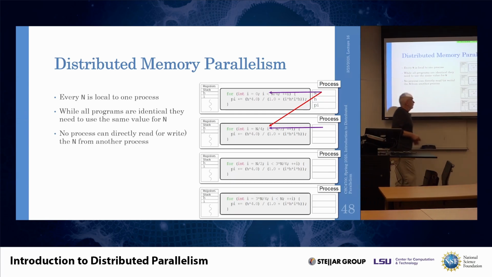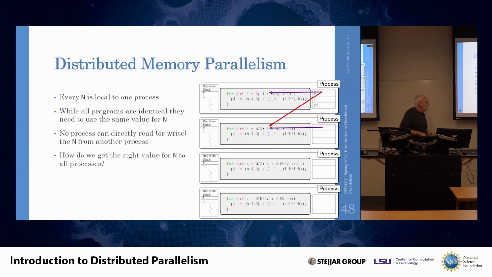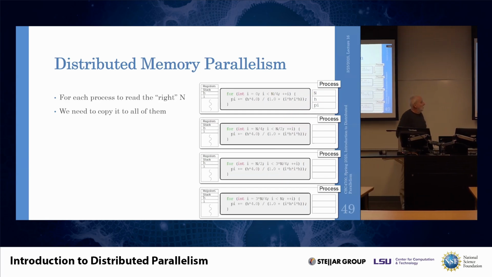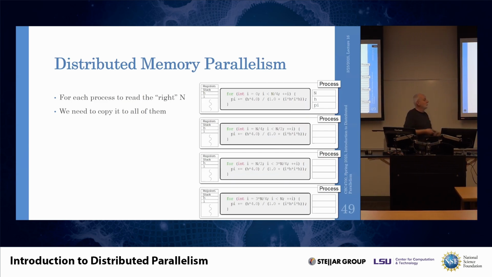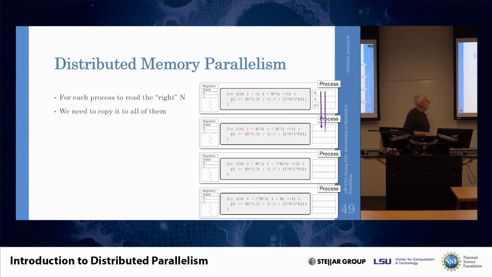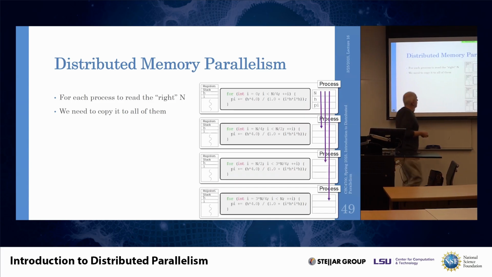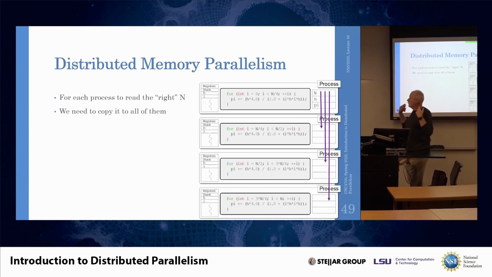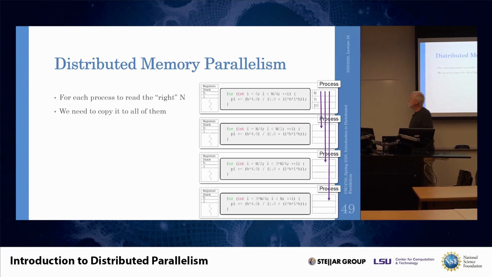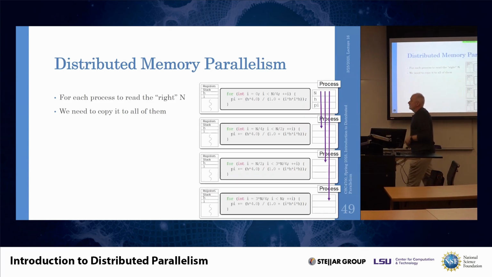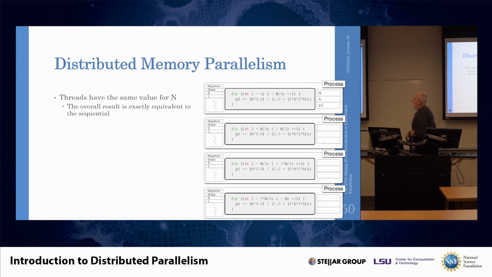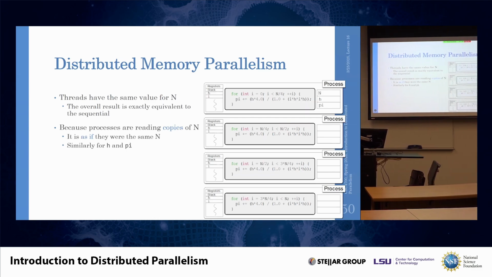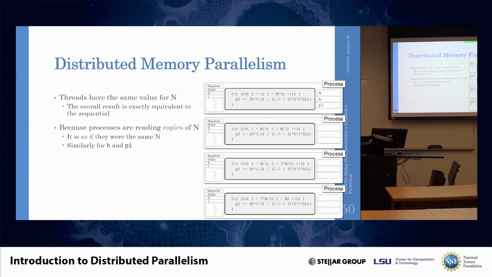So what do we do? How do we get the right value for n to the other processes? Well, obviously we somehow need to copy things over, and that's what we will do. We decide that one process actually will define n, and all the other processes will receive those values as copies. While threads have the same value, processes are reading copies of n.